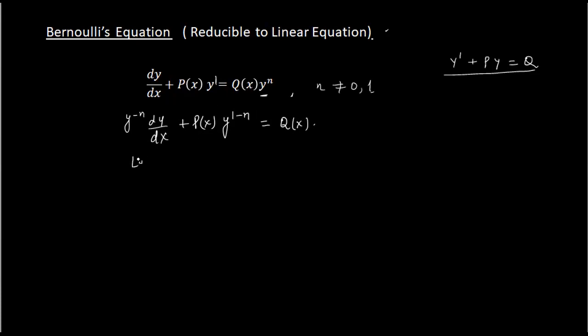Now, in order to reduce it into a simple linear differential equation, we simply substitute y raised to the power 1 minus n equals v. Now, differentiate both sides with respect to x. We get 1 minus n into y raised to the power negative n into dy over dx equals dv over dx.